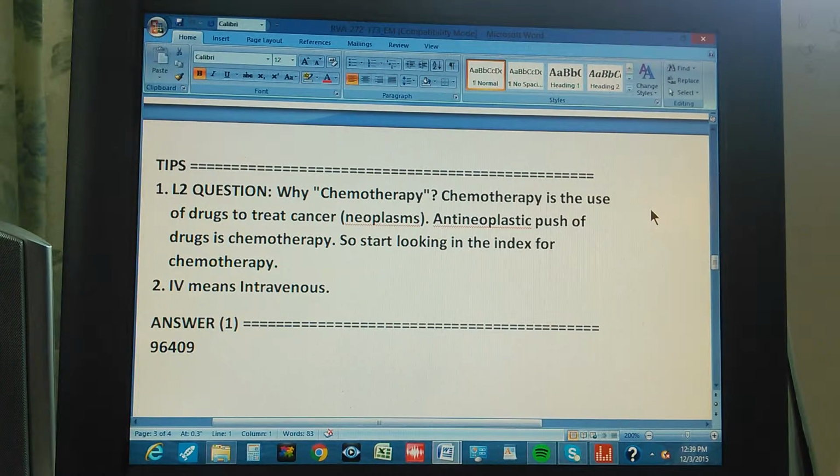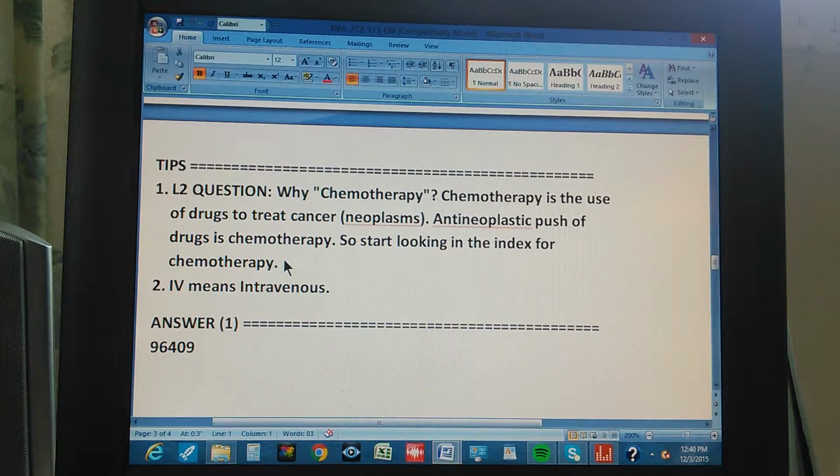Okay, the tips. It's an L2 question, and we tell you why. Why chemotherapy? Chemotherapy is the use of drugs to treat cancer, neoplasms. Antineoplastic push of drugs is chemotherapy. So start looking in the index for chemotherapy. In the path, you have to start with chemotherapy. But you say, why? There's no chemotherapy in the problem.